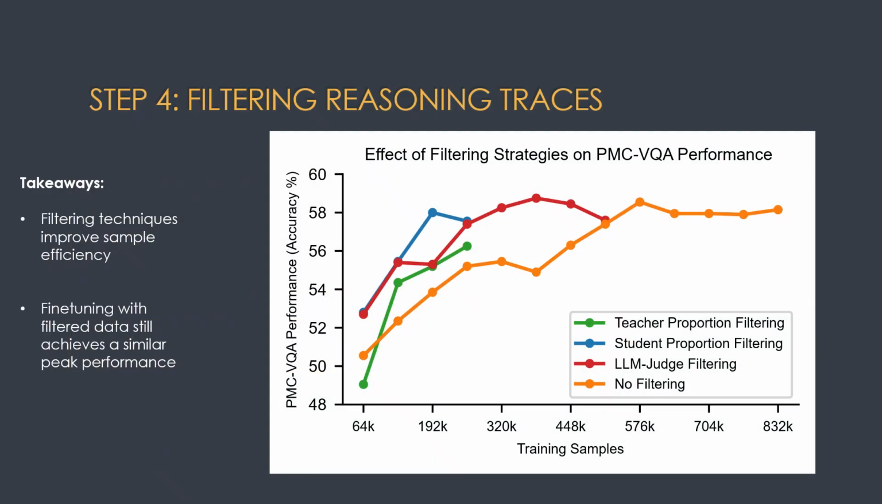We applied all of these filtering strategies and compared to a baseline no-filtering training run, and we found that all three methods significantly improve the sample efficiency, so we can hit a similar peak performance with substantially less training data, which matters a lot in compute-constrained settings. However, the peak itself doesn't really go much higher than training on unfiltered data, but you can potentially get there faster.